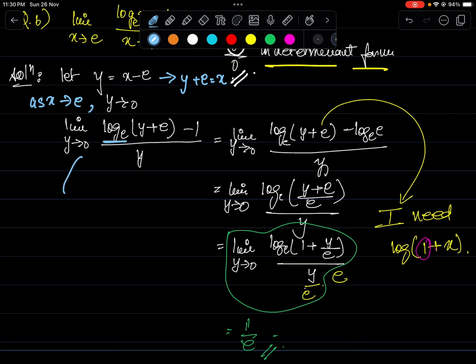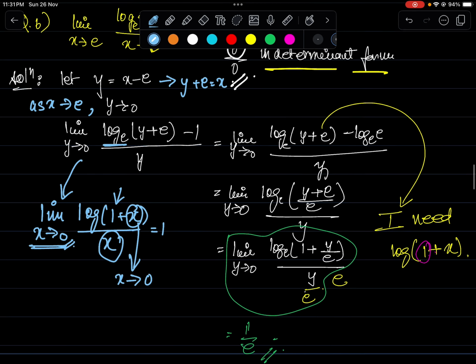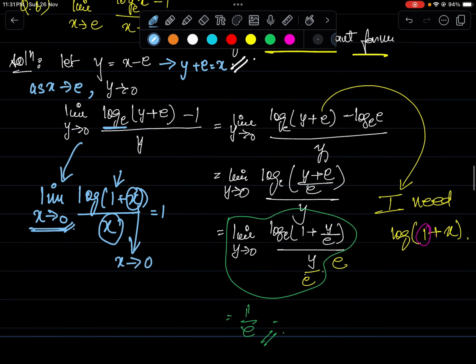Now when you look at this, you will realize that you have this log function for which we have an existing limit, that's a standard limit, which is limit x tends to 0 of log of (1 plus x) by x is equal to 1. But the only condition is whatever is being added with 1 should be in the denominator. Also you need 1 for sure, and whatever is added with 1 should go to 0 as the limit approaches whatever point is mentioned. Now over here I can see that it is y plus e, 1 is nowhere existing.